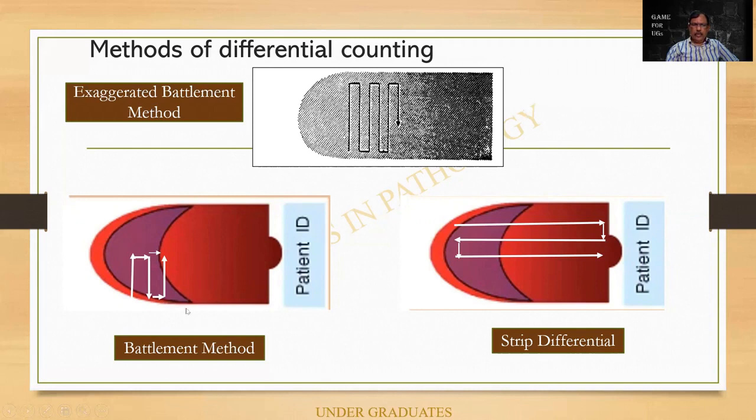This method, the battlement method, is most commonly followed. So the cells at the periphery as well as in the center are sampled and counted. No error in repeating the count. Please do not answer zigzag method in the exam. That is a very colloquial term. You people should be able to explain. Even if the examiner asks, what is the battlement method? You people should be able to explain.